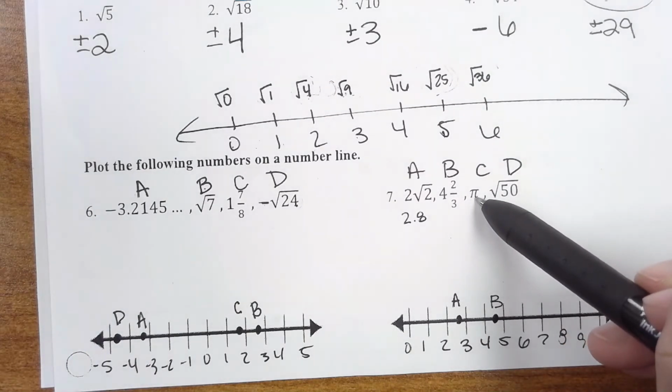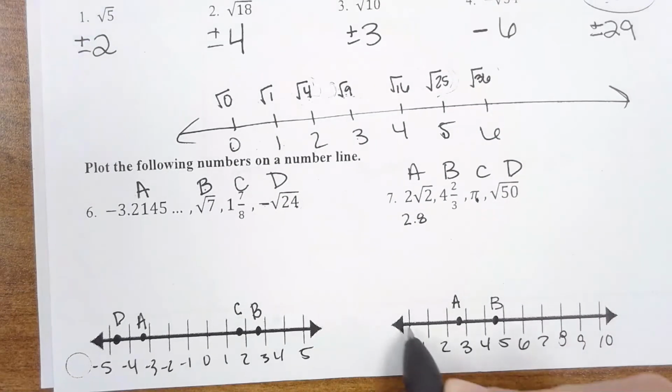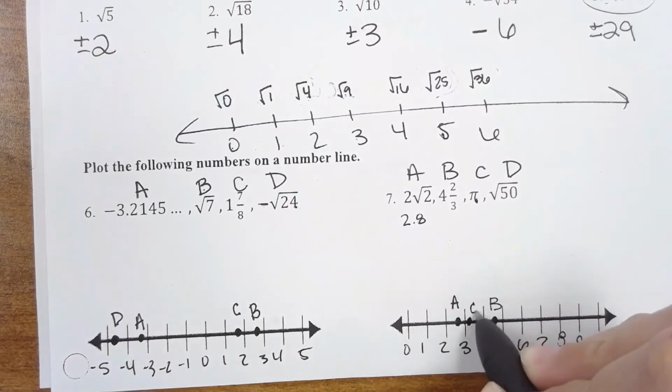Pi, if you guys forget, pi is approximately 3.14. So I'm going to go over 3 and just a little bit over to the right. So that would be C.